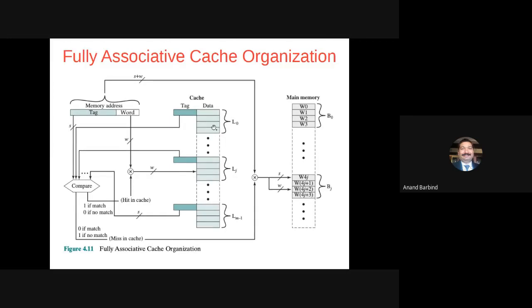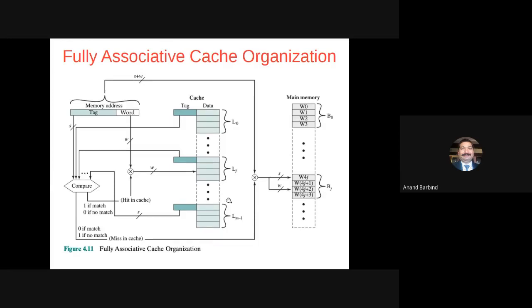Okay, so the block can be stored into any of the cache lines, but that particular cache line should be suitably selected, and for that purpose what you need is the cache replacement algorithm. So which particular line is to be replaced by the new block is determined by the cache replacement algorithm. Okay, so this is how the fully associative cache works.